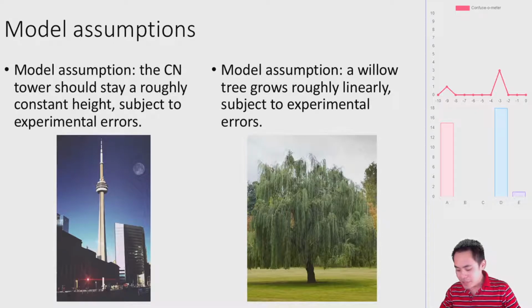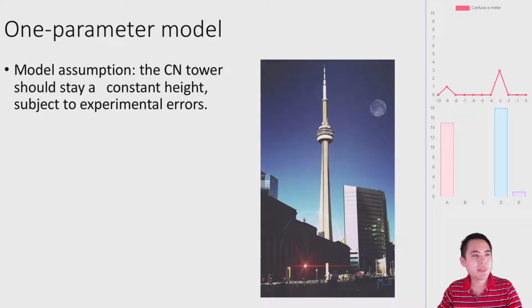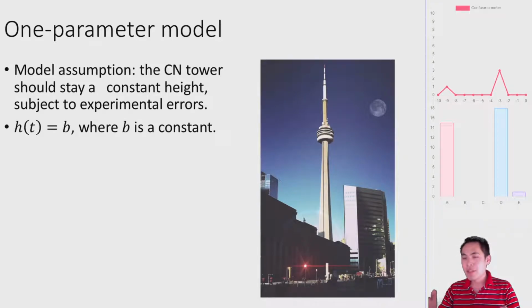So now let's go back to the CN tower. We have this one parameter model: the CN tower should stay a constant height, subject to experimental errors. I have a lot of typos in this. There's an extra space in there. But anyway, if we want to model this mathematically, basically what we're saying is that the height over time is equal to b, where b is some constant. So the height of the CN tower doesn't change with time. That would be an assumption, a modeling assumption.